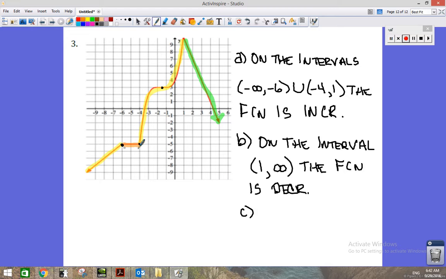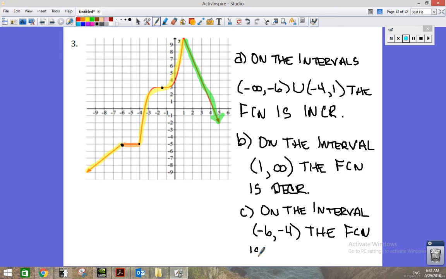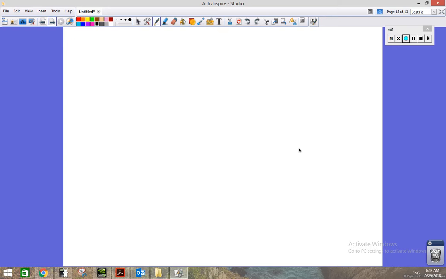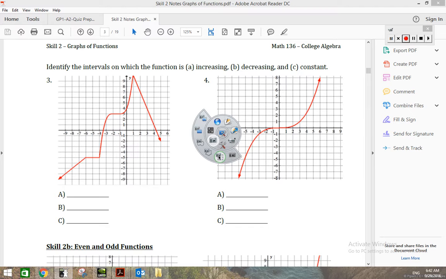And finally, here where it's highlighted in orange, if we're on this interval, any 2 points in this interval, the x-coordinate is -6 at that point, and over here, the x-coordinate is -4. -6 is smaller than -4. The function is constant. Alright, so let's move on to the next one, which I think is our final example.